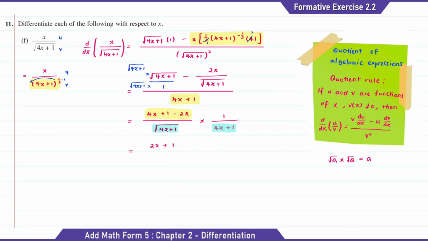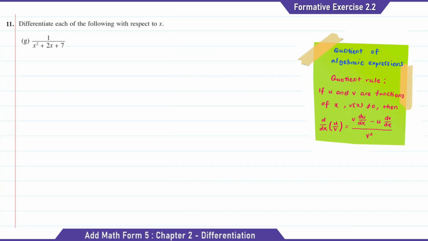So for this part, using this indices law, this is what we're going to get. Then I can write this as square root of 4x plus 1 cubed.